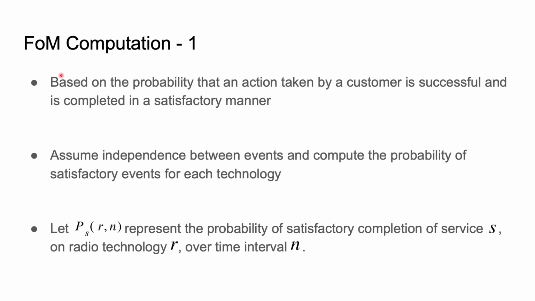Okay, so the figure of merit is based on the probability that an action taken by a customer is successful and is completed in a satisfactory manner. We assume independence between events and compute the probability of satisfactory events for each technology. So we let P sub S,R,N represent the probability of a satisfactory completion of service S on a radio technology R over a time interval N. So for example, one service might be web, R might be 2G, and N might be 24 hours.